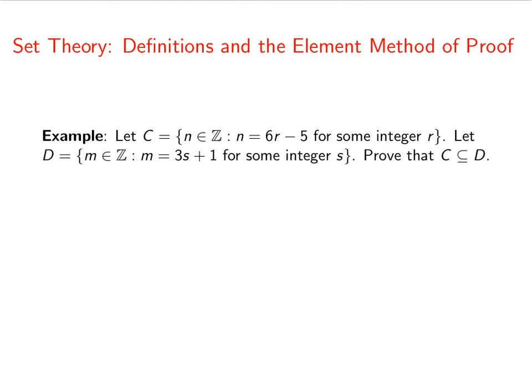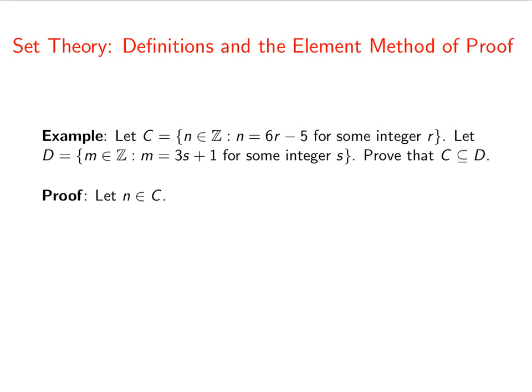Hello, discrete math fans. Let's give an example to illustrate the element method of proof. We'll let C be the set of all integers n, so that n is equal to 6r minus 5 for some integer r. Let's let D be the set of all integers m, such that m is equal to 3s plus 1 for some integer s. And what we'd like to do is prove that C is a subset of D.